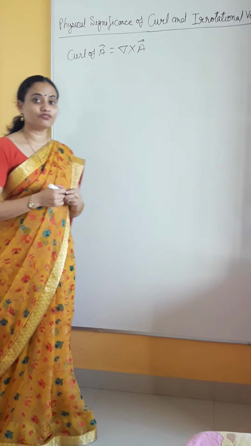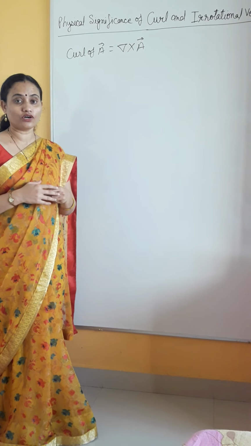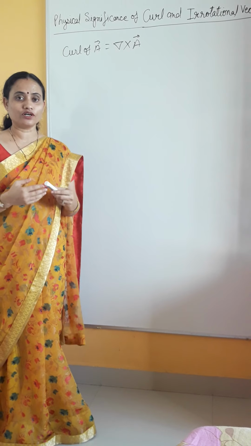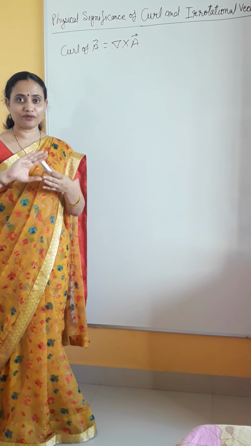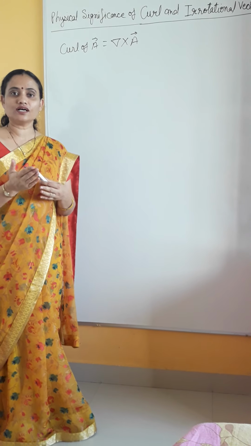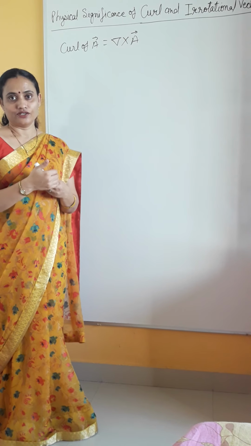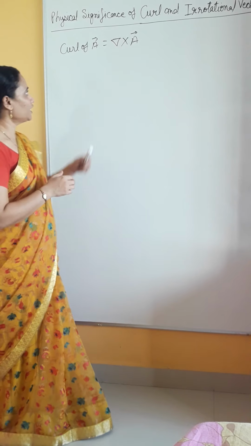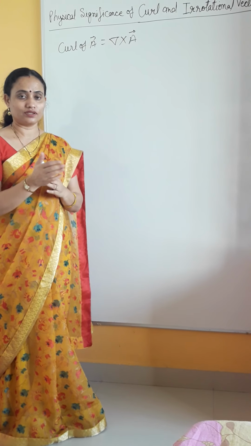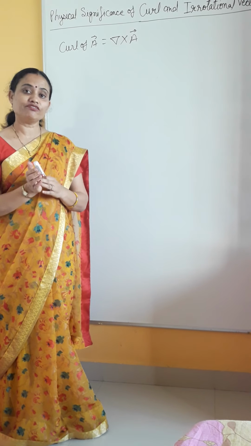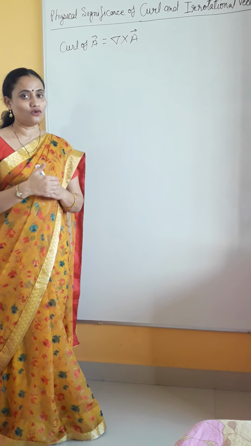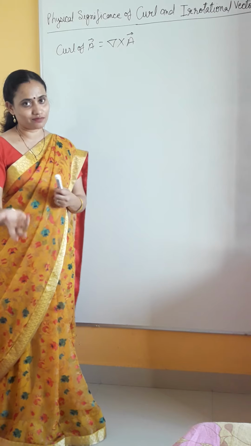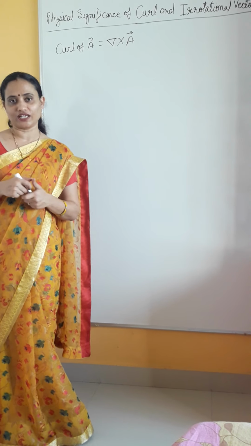Now what is the meaning of curl? If we talk about curl, what is the first thing that comes to your mind in daily life? Curly hair. Curly hair means hair which is turning. So curl means turn. Curl represents turn at any point. Turn means rotation. So if the turn is 0, rotation is 0, what do we call that? Irrotational. So if curl becomes 0, that is known as an irrotational vector.